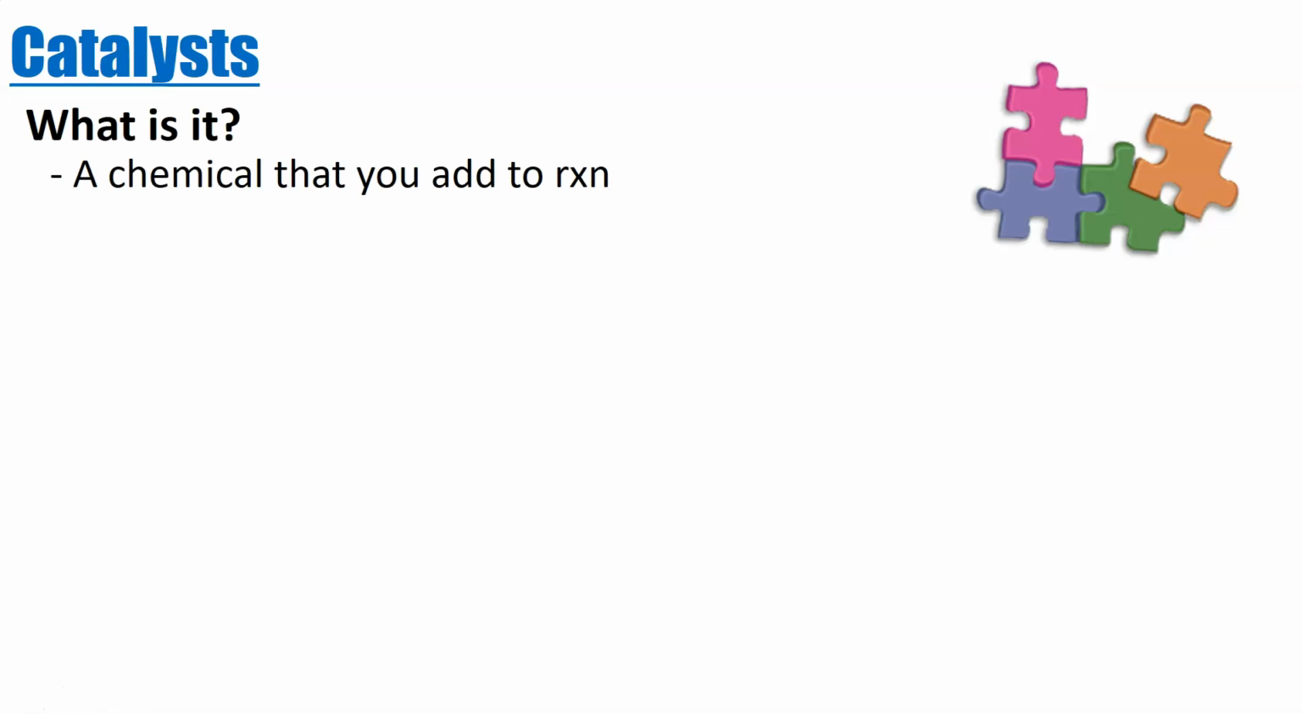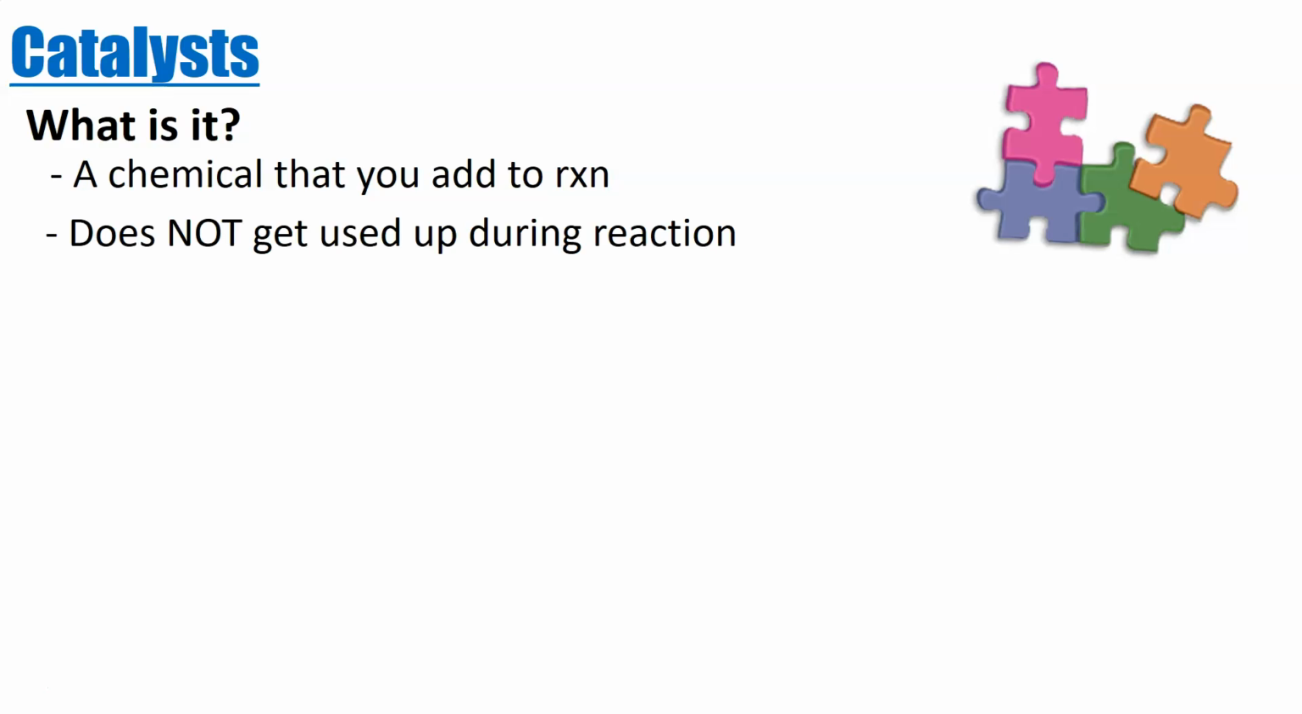So what is a catalyst? A catalyst is a chemical that you're going to add to your reaction, but it is not one of the reactants. It is not directly involved in the reaction, meaning that it's not going to get used up. Your catalyst is present when you start. It helps you do your reaction. You get your new products, and your catalyst is still there at the end. You can reuse a catalyst. You can use them over and over and over again.